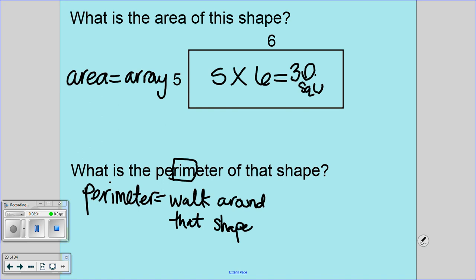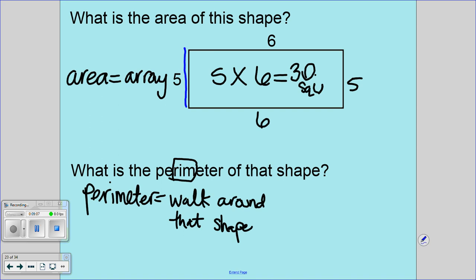Label all your dimensions. So what do I mean by take a walk around the shape? Well, hopefully you've labeled each side. Perimeter, as Mason told us, is addition. Here's my pencil. I'm going to start in this corner and walk up this side. Please do this. How many units did I walk to walk that side of the shape? Not a trick question. It's there. How many units?